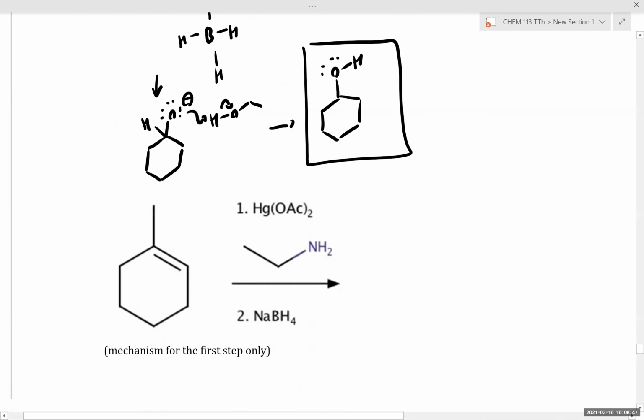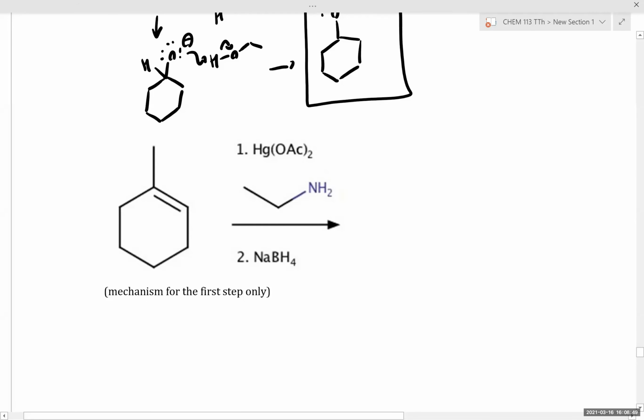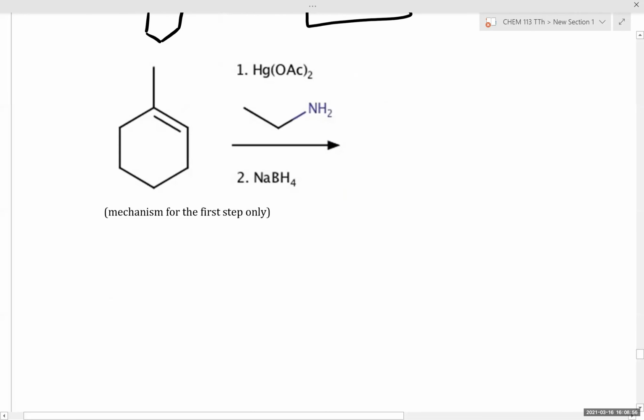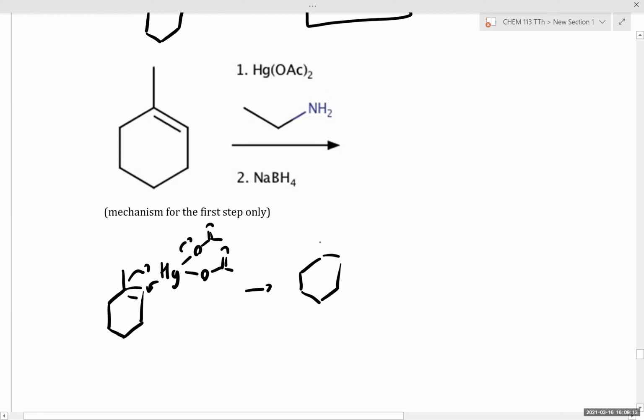Okay, let's look at this next case. In this case, we're looking at a variant of oxymercuration, aminomercuration. Nothing that we haven't seen before mechanistically. The first step for this mercuration reaction is we have mercury acetate, and we coordinate our mercury to the alkene to make a mercurinium ion. I'm just arbitrarily going to draw the mercurinium ion on the bottom face.